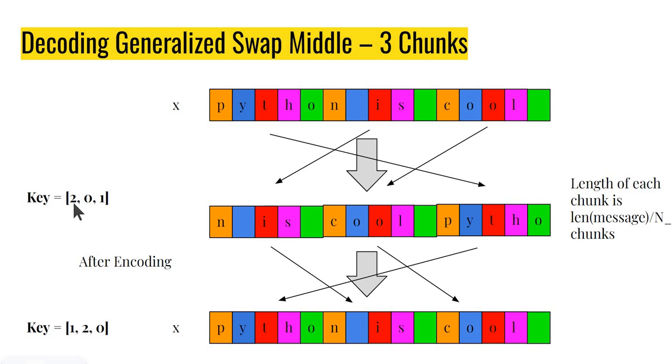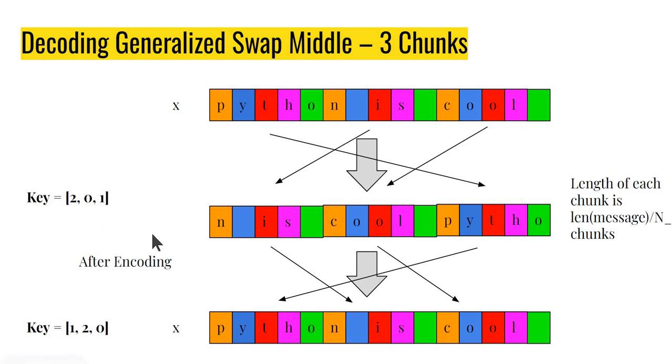Now I know the key was 201, which means that this message here has come from the first chunk on the original message, because the item number of 0, which is the first chunk here, is 1. Likewise, when I look at the first chunk here, I know this must have come from chunk number 2 from earlier, because the index of 1 in this key is 2. Similarly, the third chunk must have come from 0, because the item number of 2 in this key is 0.